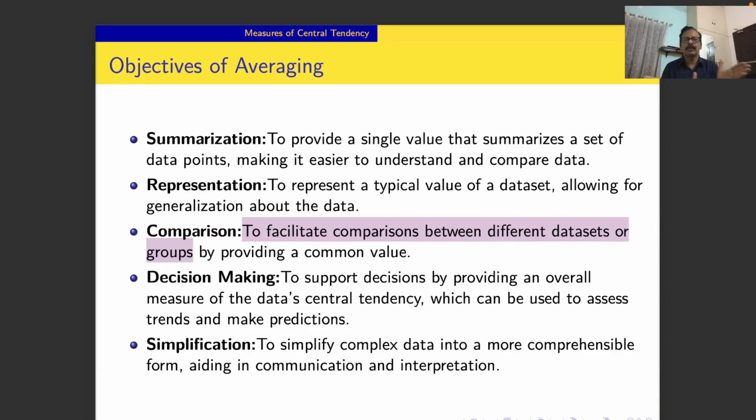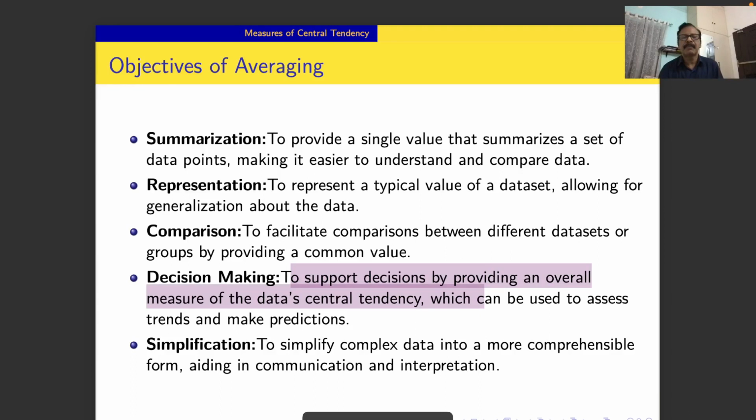So we have two or more groups, and we have to compare these groups. For example, marks of different students in different classes for a particular subject. We need to compare, so we need some sort of averages there. Now decision making is another important objective, to support decisions by providing an overall measure of the data's central tendency in order to assess the trends and make predictions.